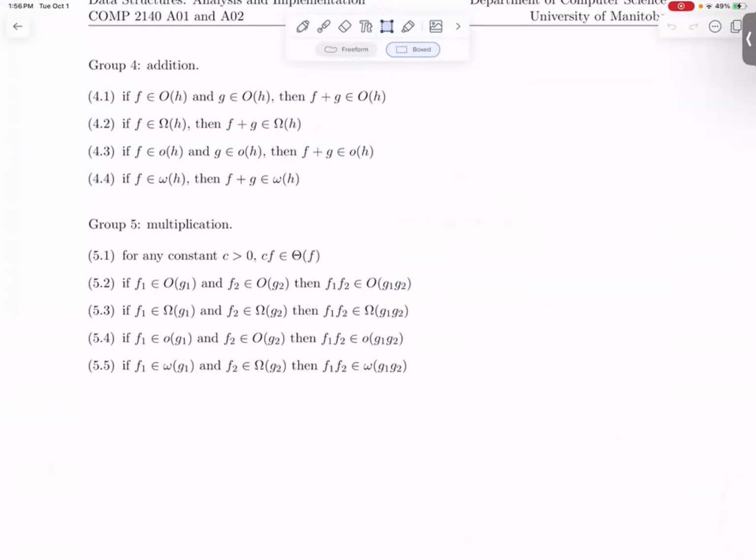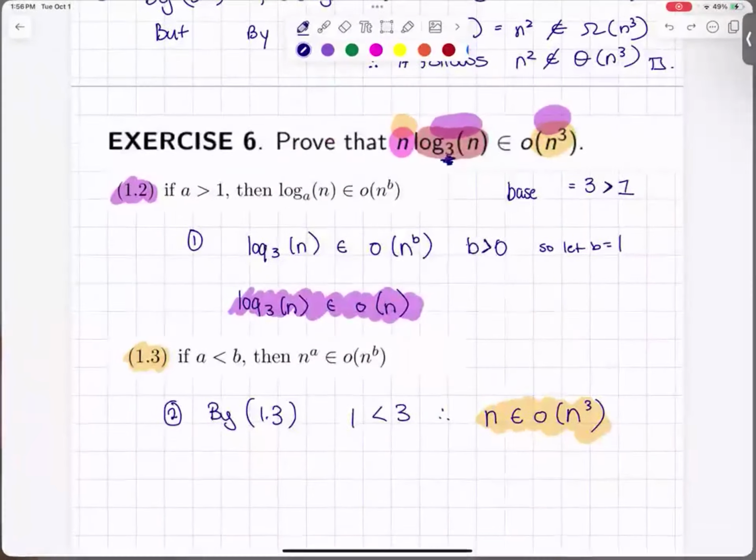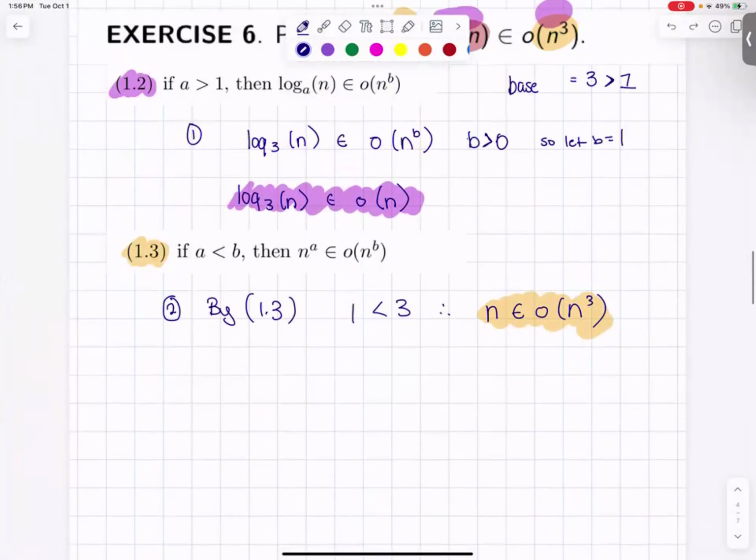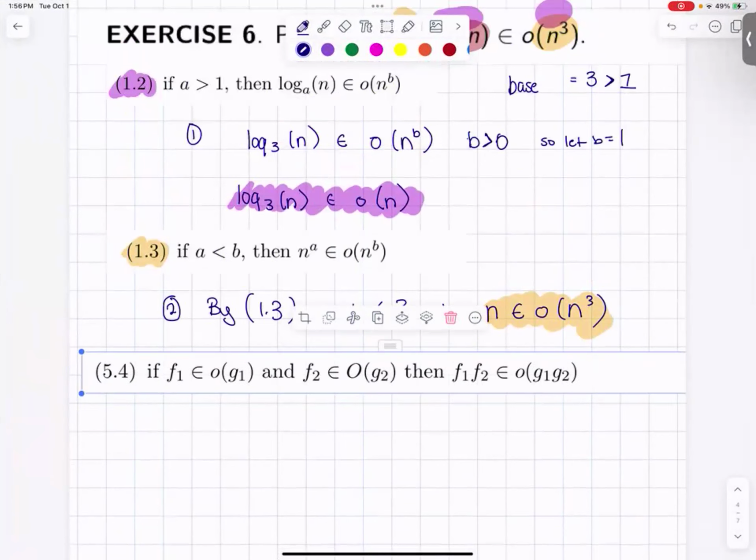I think we want this one, since this is the one that has the little o in it. So let's pull that in, right here, make it a little bit bigger. And we can see what it says.